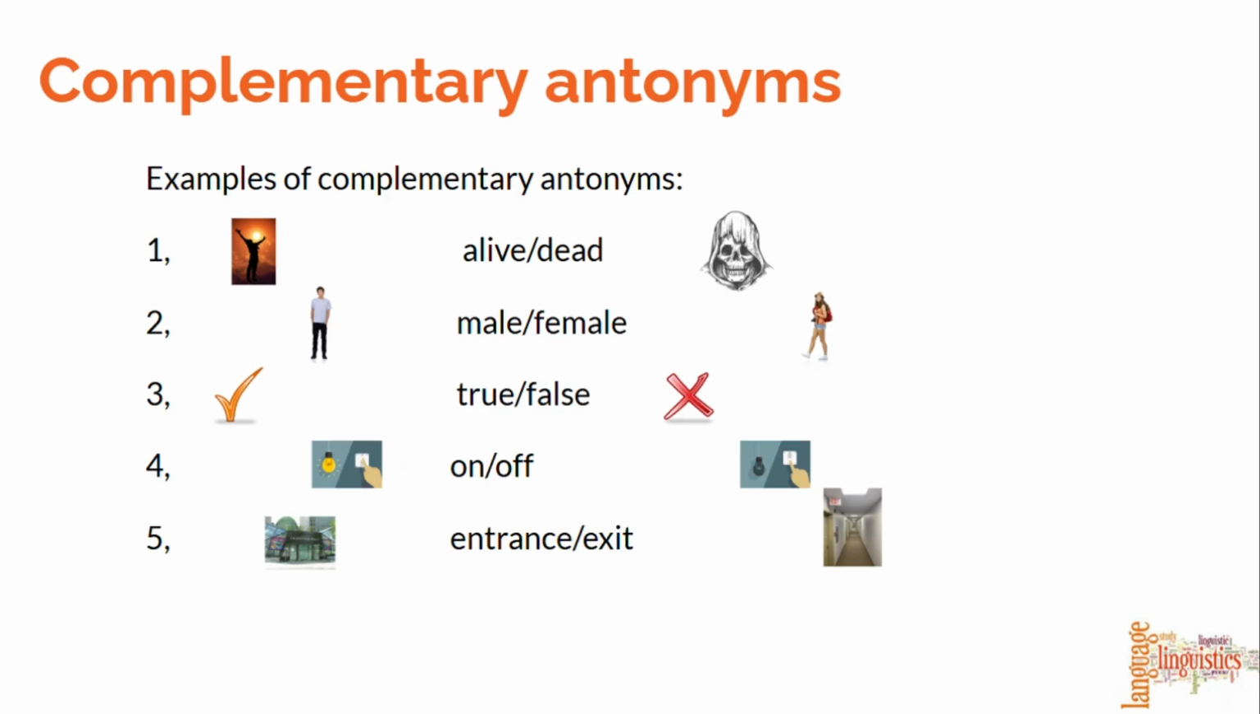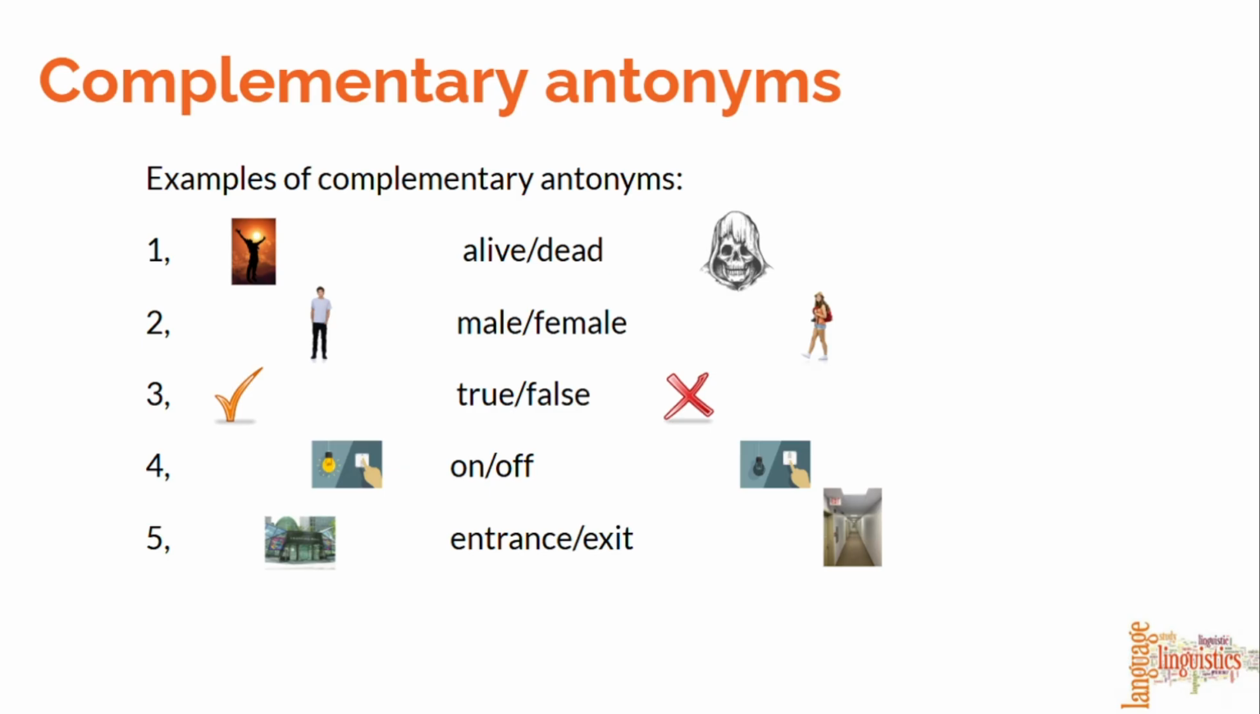Let's look at the fourth pair, on and off. If we negate the first word on, so the light is not turned on. So that means the light is turned off. If we negate the second word, the light is not turned off. That means the light is on. So this pair forms an either-or relationship. So it is complementary antonyms.